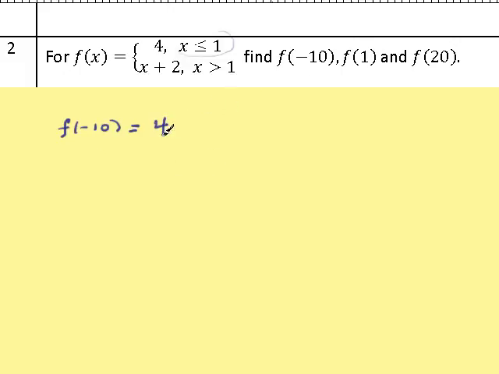Okay, f of 1. Well, 1 fits into this top category again, because 1 is less than or equal to 1. Substitute in 1 into this expression, and we get 4. Now 20 fits into this category. 20 is greater than 1, so when we substitute in, we substitute into x plus 2. 20 plus 2 is equal to 22.